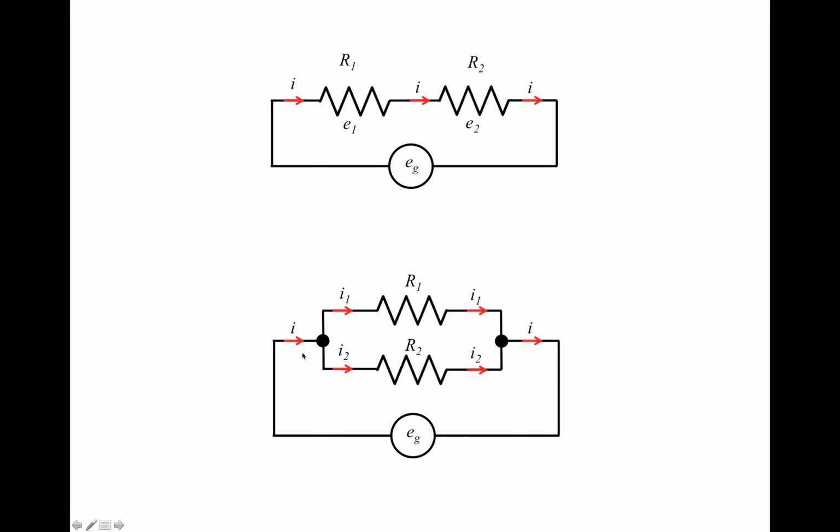So in this example, before and after the branching, the current is I. But inside the branches, the current flowing through R1 is I1, and the current flowing through R2 is I2. But the voltage across both of them, or across these two black dots, is identical, and both equal Eg. So at the branching point, I equals I1 plus I2, which is due to Kirchhoff's current law, or KCL.